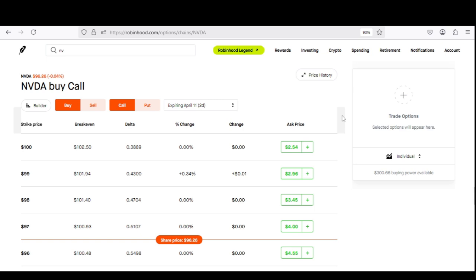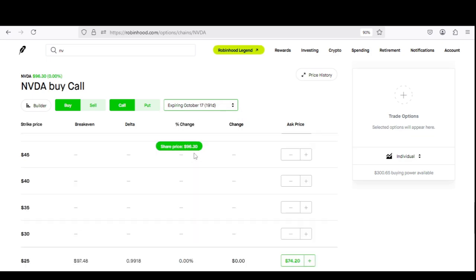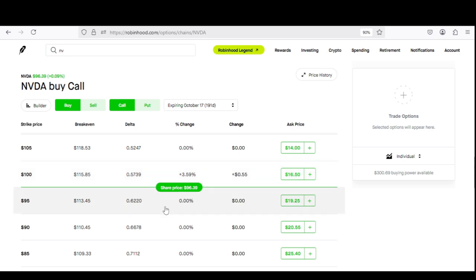Now, with the long call, to get it started, you must first go to buy and then you go to call. Now you need to choose an expiration date. The whole purpose of this option strategy, a long call, means you have to go to a long out expiration date. Just for the purposes of this video, we're going to be using October 17th, which gives us roughly around 6 months. Now, our current share price is at $96.40.